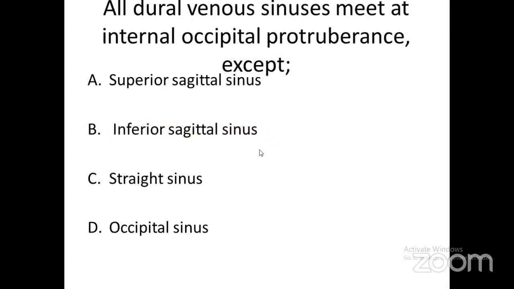Next question. All dural venous sinuses meet at the internal occipital protuberance, also called as confluence of sinuses, except which one? Superior sagittal sinus, inferior sagittal sinus, straight sinus, and occipital sinus. Which one is directly not meeting at that point? That is inferior sagittal sinus, it is not meeting at that point. Okay, one more sinus meeting there is the pair of transverse sinuses, right and left transverse sinuses.